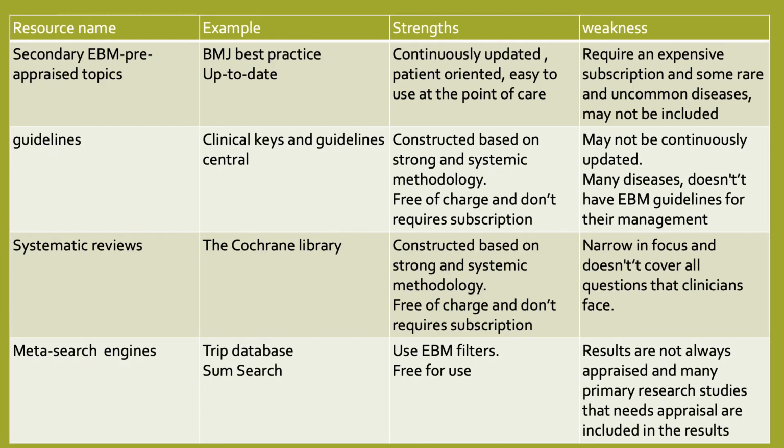The following table shows examples of different types of evidence-based medicine resources, the strength and the limitation of each type. Secondary evidence-based medicine resources like British Medical Journal Best Practice and UpToDate are continuously updated, patient-oriented, easy to use at the point of care. But they require an expensive subscription, and some rare and uncommon diseases may not be included in these databases.